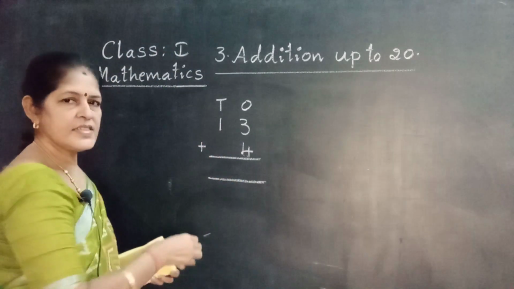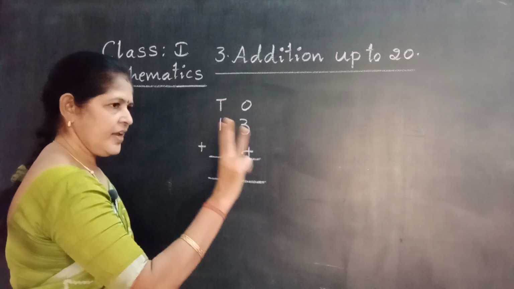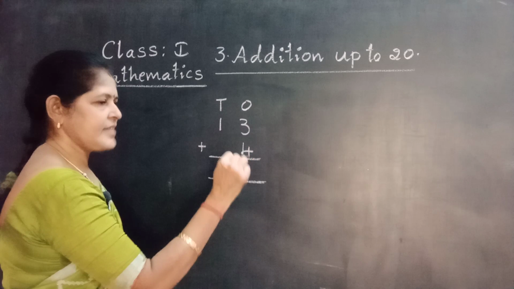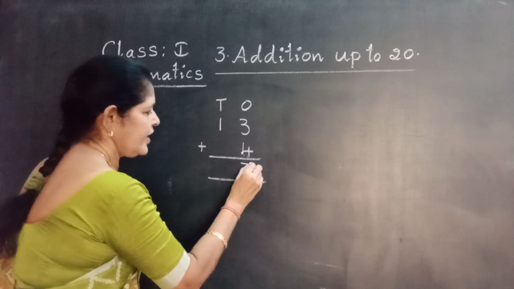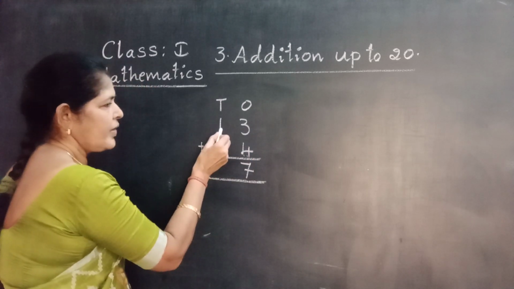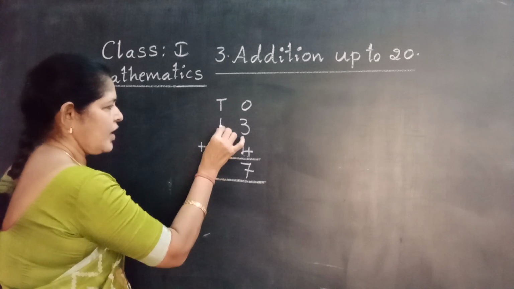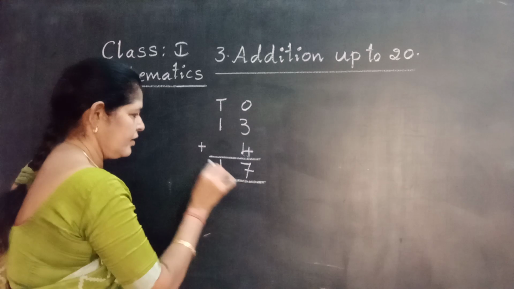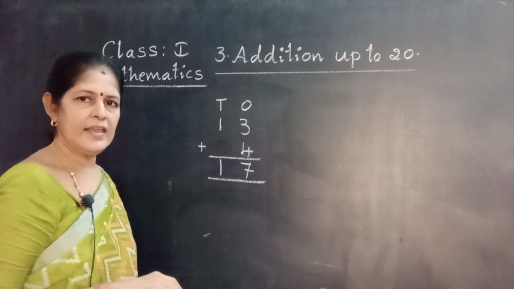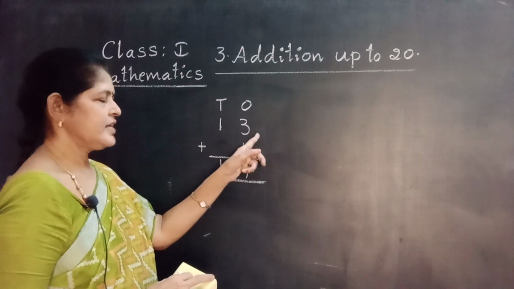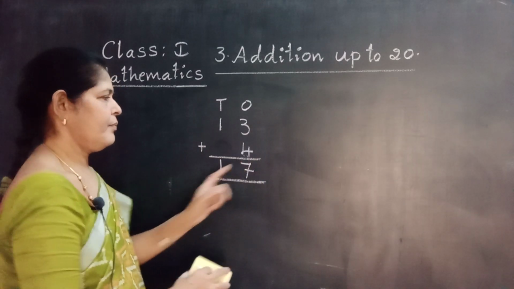Now adding ones first. Take 3 fingers. After 4 is 5, 6, 7. 7 written in the ones place. Now bring down tens place. Here no tens, empty place. Now bring down 1. Now total is 17. Total is 17. Adding 2 digit number with 1 digit number.